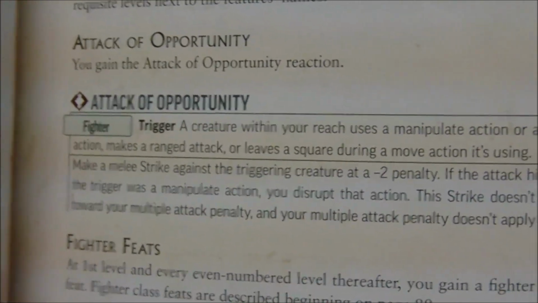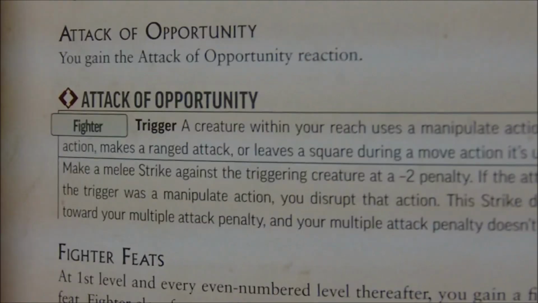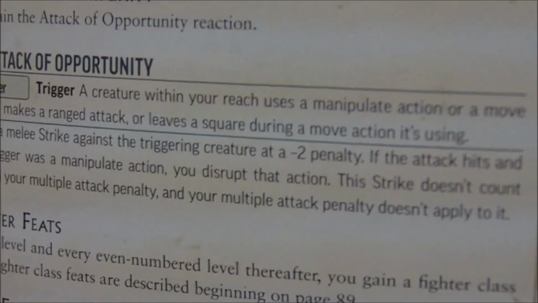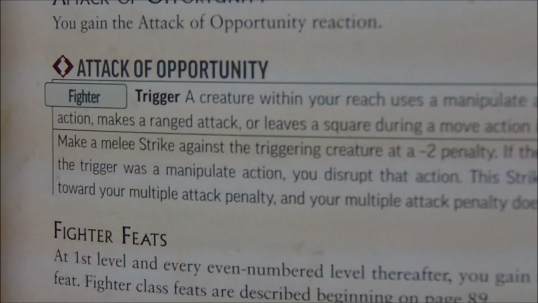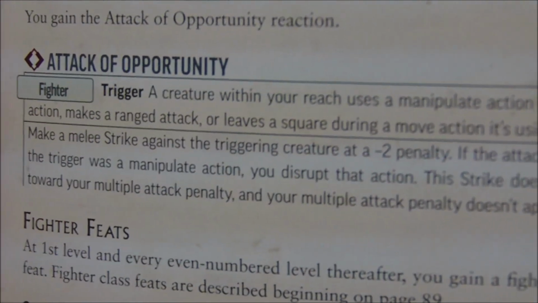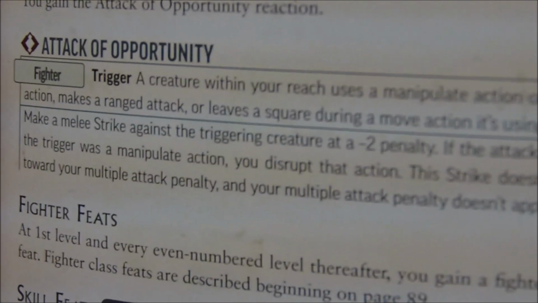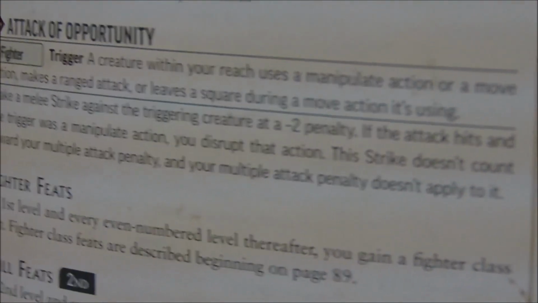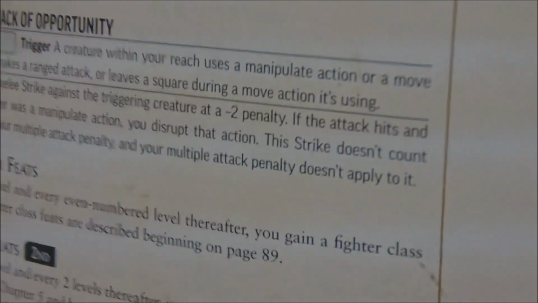Fighters also, I should mention, gain the attack of opportunity feature. It's a class feature that they get at first level. The trigger is a creature within your reach uses a manipulate action or a move action, makes a ranged attack, or leaves a square during a move action it's using. You get to make a melee strike against the target creature with the -2 penalty. If the attack hits and the trigger was a manipulate action, you disrupt the action. This strike doesn't count towards your multiple attack penalty, and your multiple attack penalty doesn't apply to it.